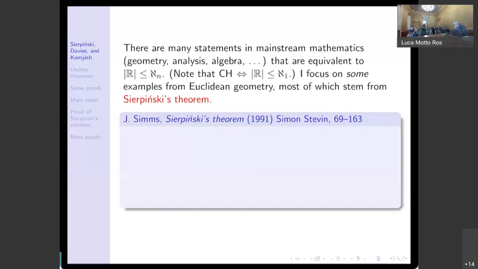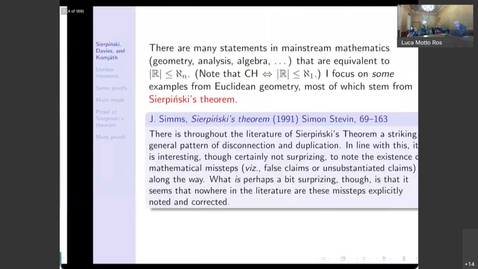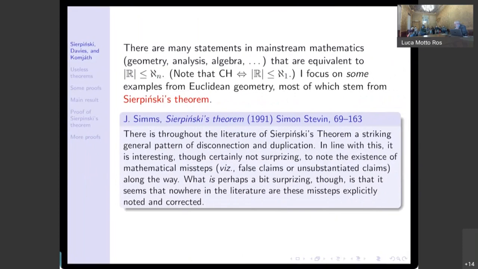100 pages long, which details all the history and the contributions of the pieces we are up to when we are in practice. So what does he write? He writes that throughout the literature of Sierpiński's theorem, there are some peculiar things. First of all, there are a lot of duplications. Second, there have been several mistakes or unsubstantiated claims in these various papers.